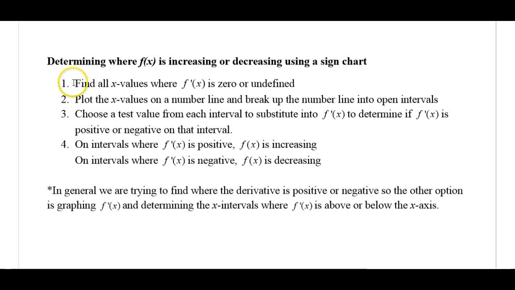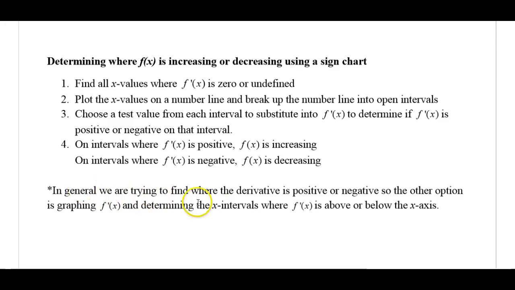So the steps to follow involve first finding all x values where f prime of x is 0 or undefined. And then we take those x values and plot them on a number line and break up the number line into open intervals. And then we're going to choose a test value from each interval to substitute into f prime of x to determine if f prime of x is positive or negative on that interval. Because on the intervals where f prime of x is positive, then we know that f of x must be increasing. And on the intervals where the derivative is negative, then f of x is decreasing.